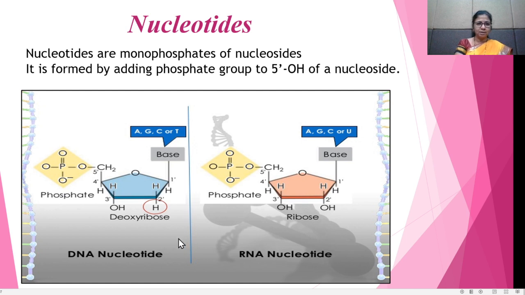Understand? The nucleotides are the phosphate group on the 5-OH group of the nucleosides. That means it is the monophosphate of the nucleoside. This part is the nucleoside, and it is linked by this phosphate group. Therefore, nucleotides are the monophosphates of nucleosides.